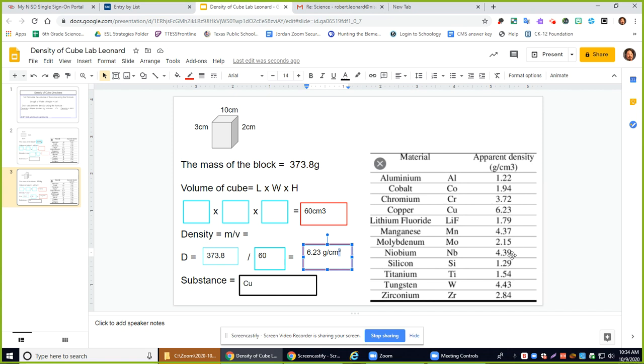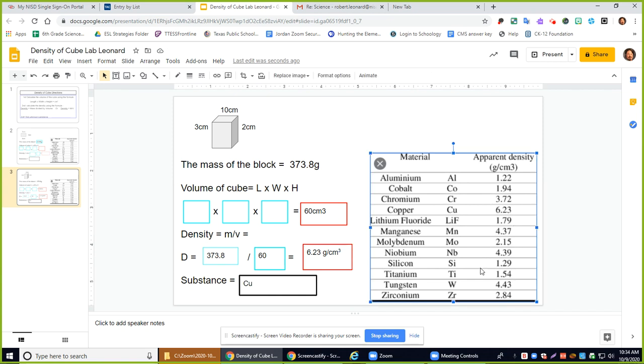And I come over here, let's look at our density table. What has a density of 6.23? Copper, okay? So I came over here, instead of writing the word copper, I wrote the symbol for copper, which is Cu, the chemical symbol. And from our study, you should know that copper is a metal because it's on the metal side of the periodic table, which means it has high luster, it is malleable, it is ductile, and it's a good conductor of electricity. But that's beside the point.